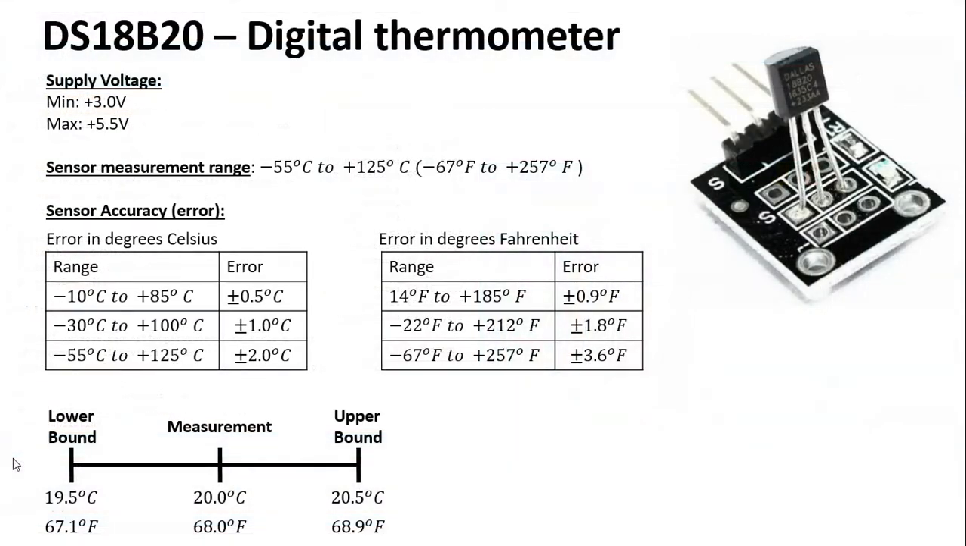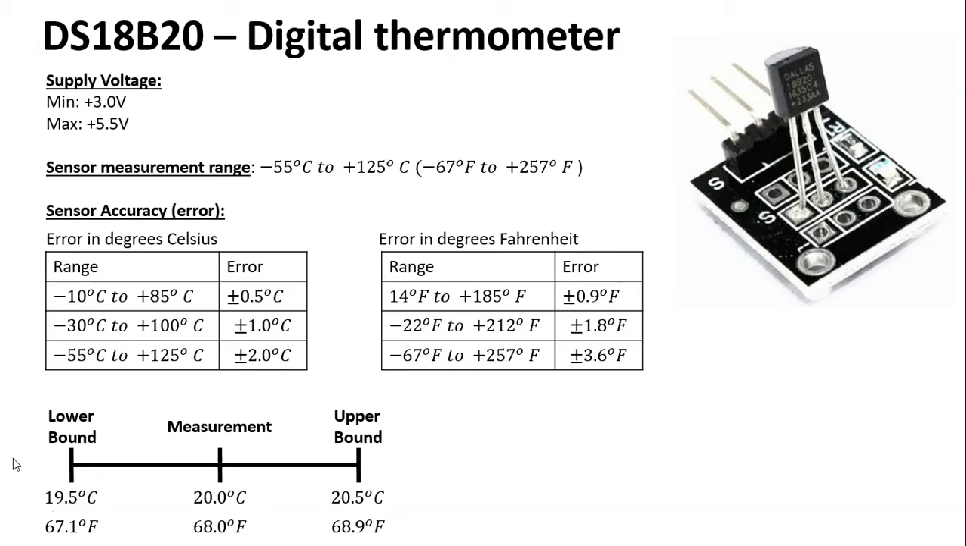So let's go through an overview of the DS18B20 digital thermometer. It can run with a supply voltage of 3 volts to a maximum of 5.5 volts. This means that you can use it with most microcontrollers that run on either 3.3 volts or 5 volts. It has a sensor measurement range between negative 55 Celsius to plus 125 Celsius, which is equal to negative 67 Fahrenheit and plus 257 Fahrenheit.